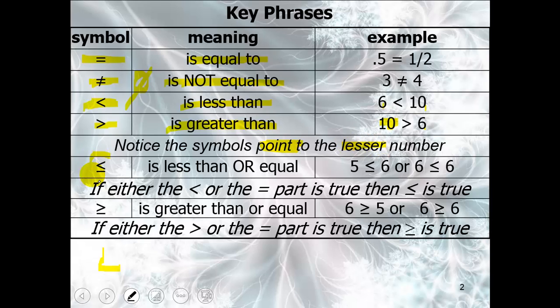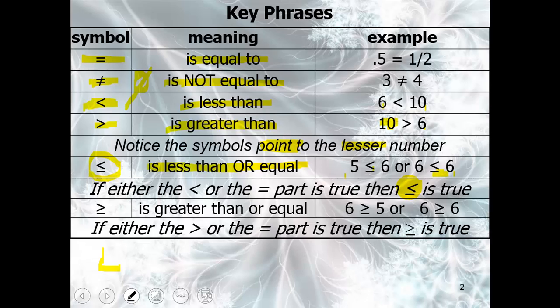All right, when you have the less than symbol and a line underneath it, that means the two things can be equal to. Its meaning is less than or equal to. One or both situations can occur. For example, 5 is less than or equal to 6 because it is less than 6. All right, so that's true. 6 is less than or equal to 6 because it is equal to 6. Okay, so if either the less than or the equal part is true, then the whole symbol is true.